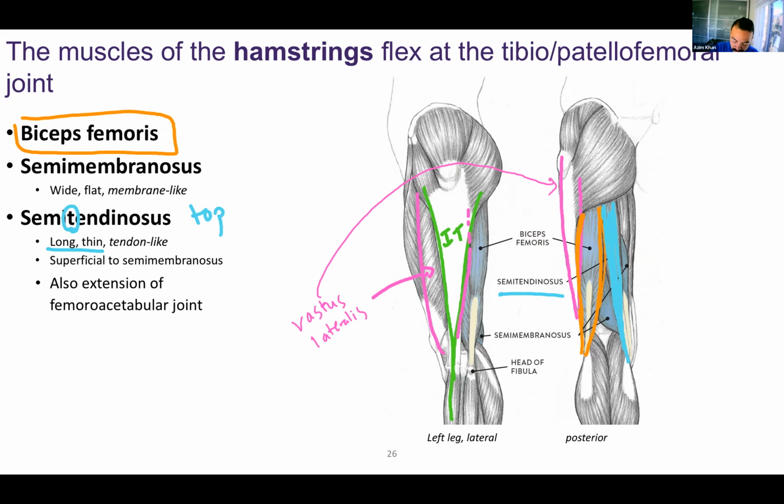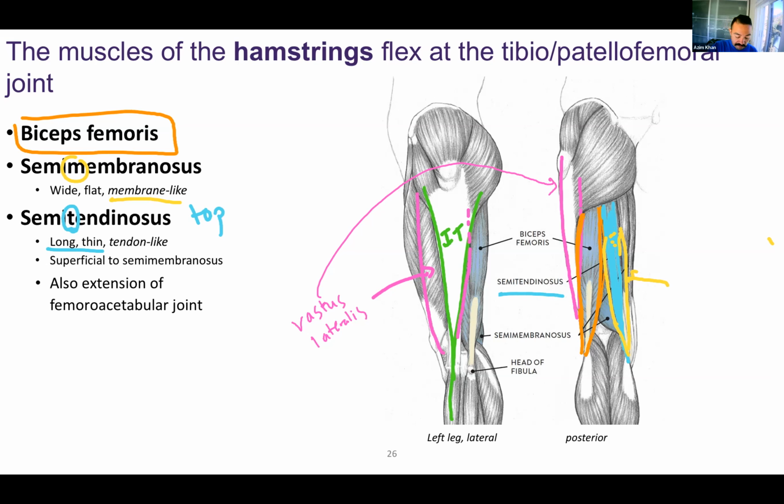Semimembranosus is wider and flatter. It's wide and membrane-like. And it's also the most medial because you see it peeking out right here. We can better appreciate this in Complete Anatomy, so that's what we're going to do in a minute. Three muscles of the hamstrings group.